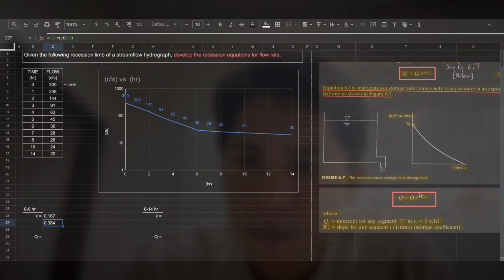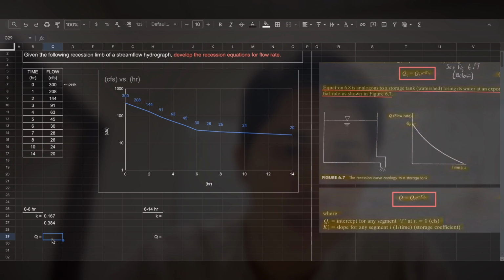And now that you have the k value, all you need is Q. And Q is the value of the intercept on our y-axis. So in our case, it will be 300. So our equation will be 300 e to the negative 0.384 t. And this equation will help you find any flow in this line at any given time between 0 and 6 hours. So if you plug a value here of any t, you'll get a value of the flow at that time.